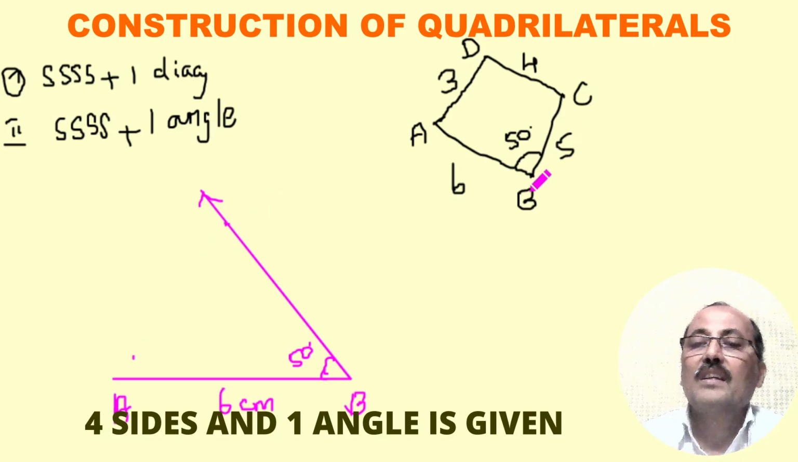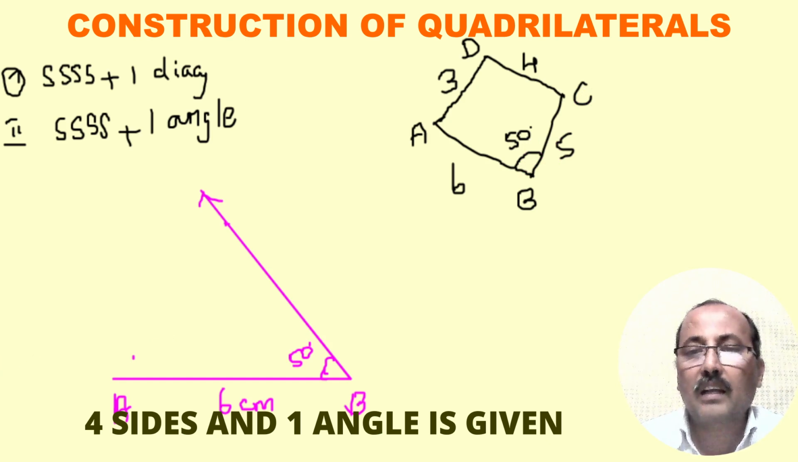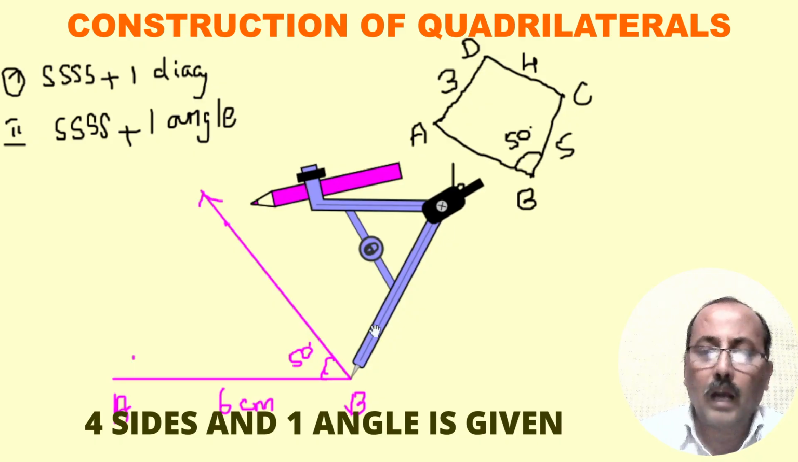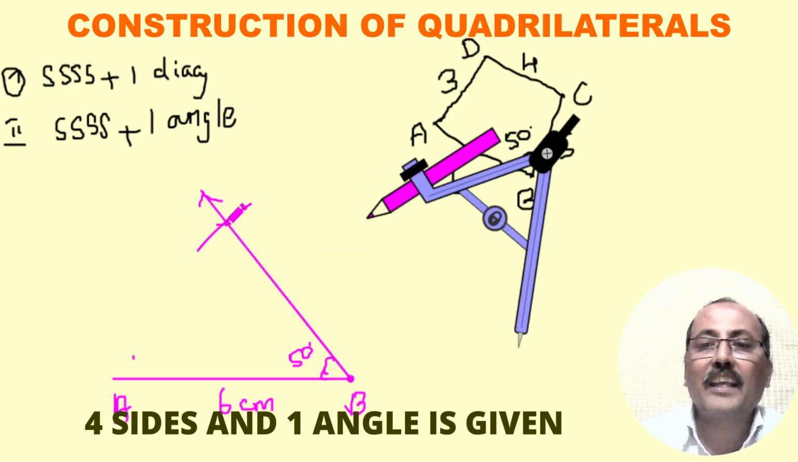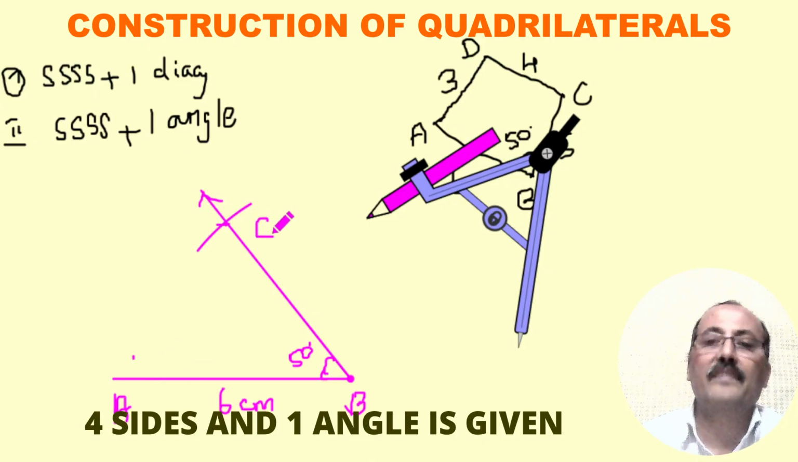So first, at B, 50 degree means for BC you have to draw a 5 centimeter arc. So take the compass and draw an arc of 5 centimeter. Take the ruler and take the measurement of 5 centimeter with the help of the compass, and with B as center draw an arc. Now we got the intersecting point. This point is C.